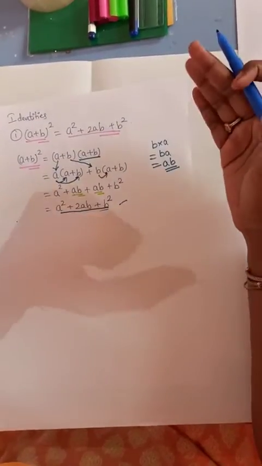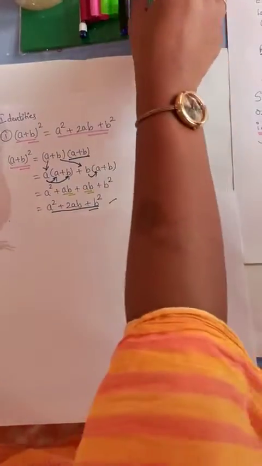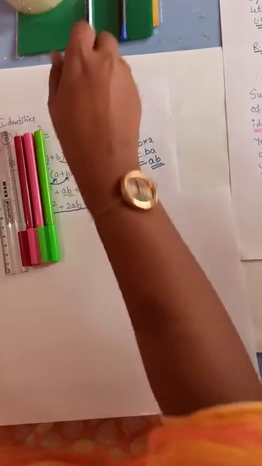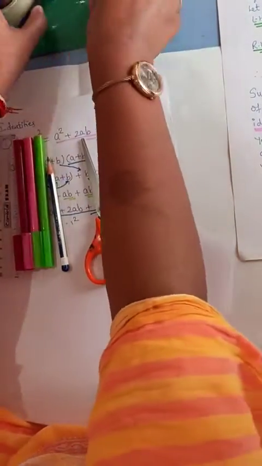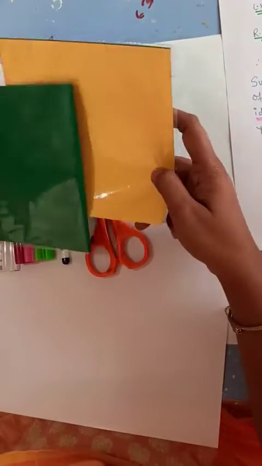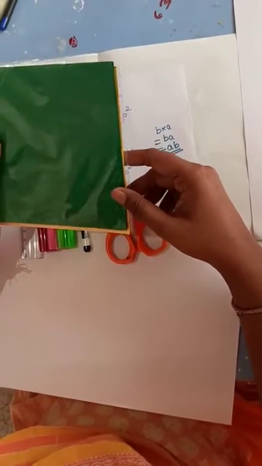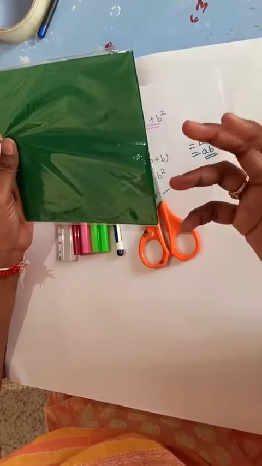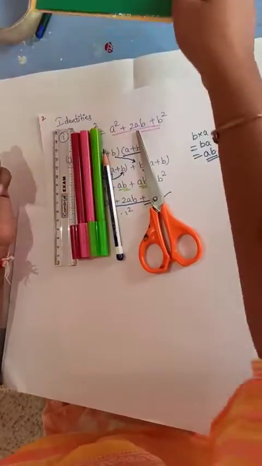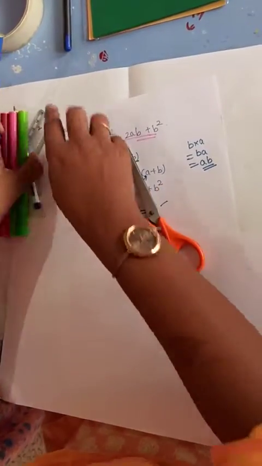Now let us do it by an activity. For the activity, the things that we are going to need are a scale, some color pens, a pencil, a scissor, and origami papers. You all know these origami papers. We have made so many articles using origami papers. Some children are making dragons, beautiful flowers, lotus. Today we will do an interesting activity of maths, that is identity. We will prove this identity.